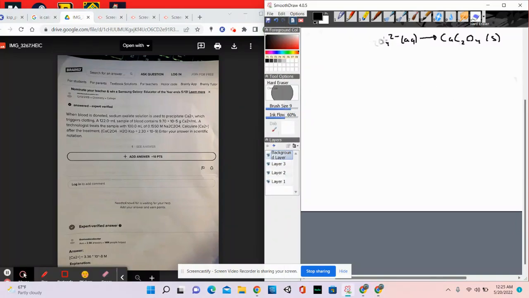Okay, a harder problem. When blood is donated, sodium oxalate solution is used to precipitate calcium 2 plus, which triggers clotting. A 122 milliliter sample of blood contains 9.70 times 10 to the negative fifth grams of calcium 2 plus per milliliter. A technologist treats the sample with 100 milliliters of 0.1550 molar sodium oxalate. Calculate the concentration of the calcium after the treatment.